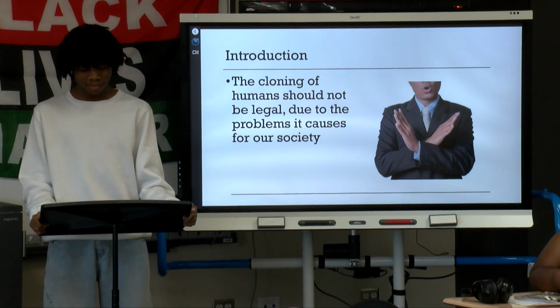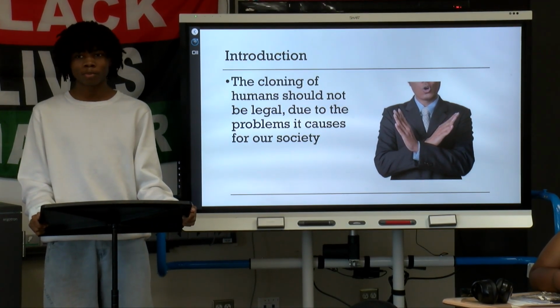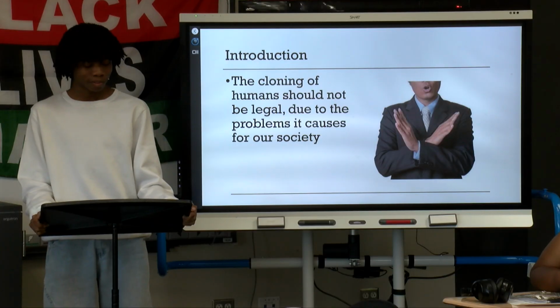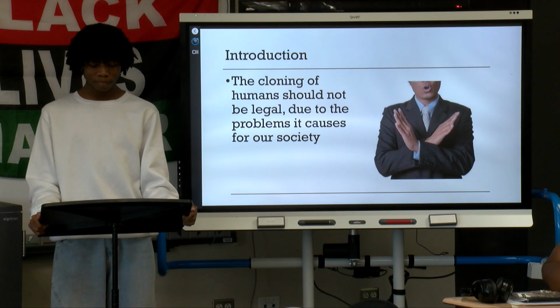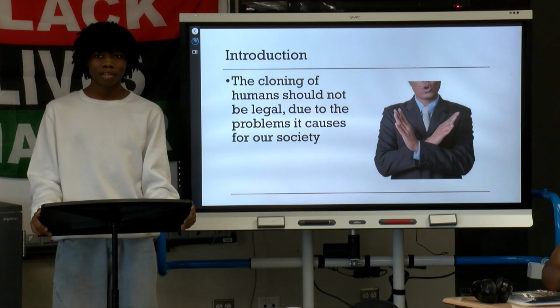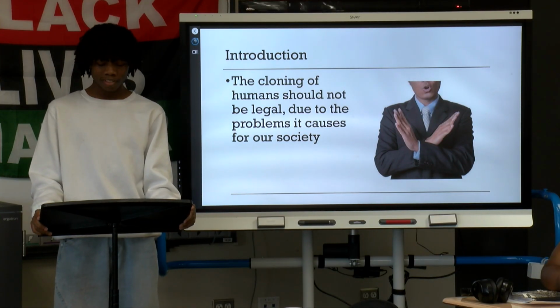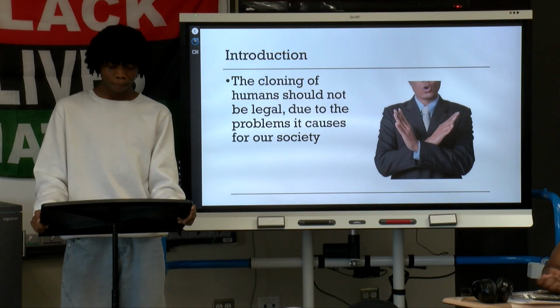According to the Bureau of Justice Statistics, in 2024, there was a 1.1 million rise of identity theft reports, which was a 9.5% rise from the previous year. If cloning were legal, then the number of identity theft reports would skyrocket. The same can be said for false convictions as well.